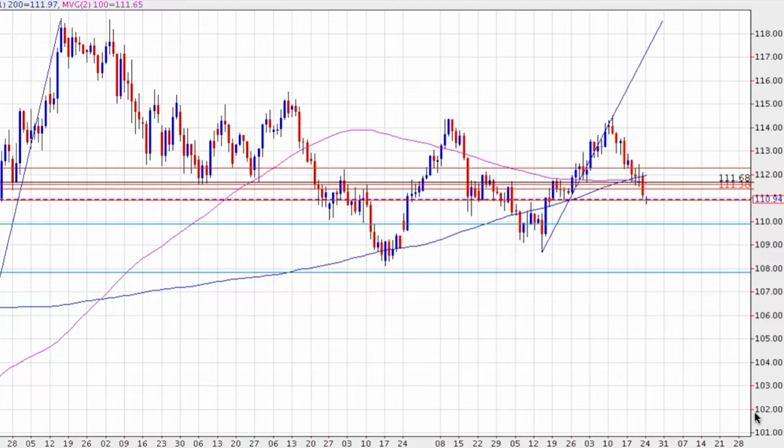Today I'll be looking at the US dollar against the Japanese yen. I'll be discussing the market moving events affecting the currency pair this week, and I'll also be identifying the key technical levels that you need to know going forward.